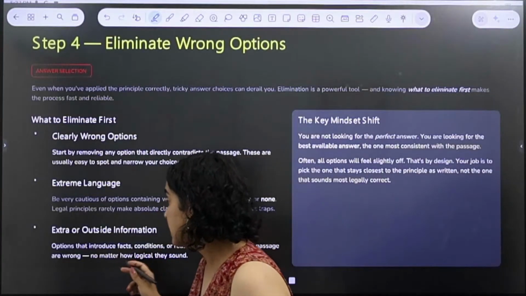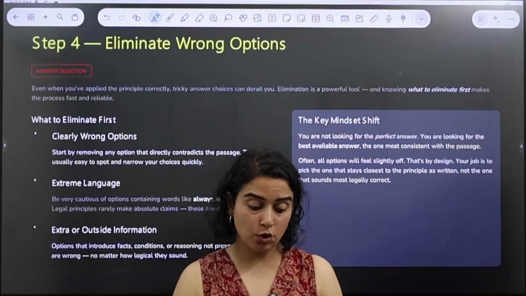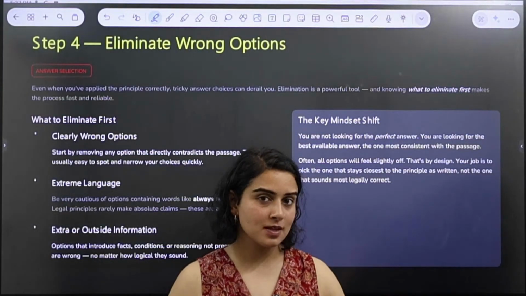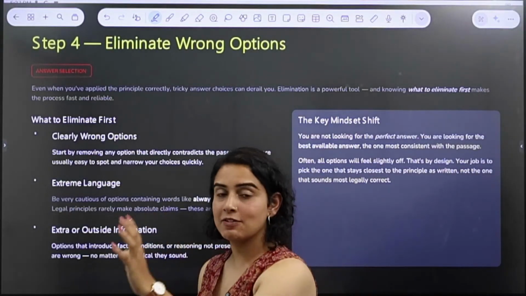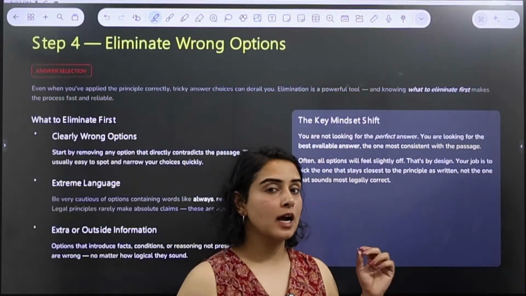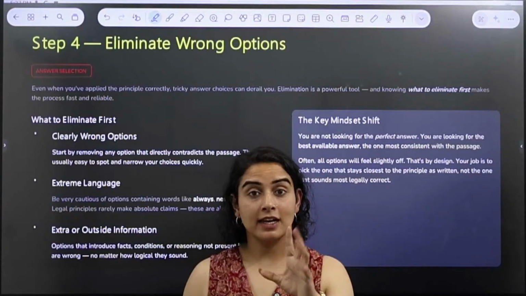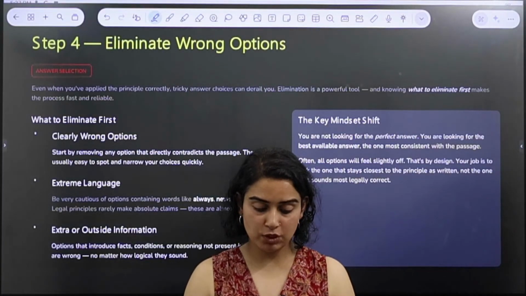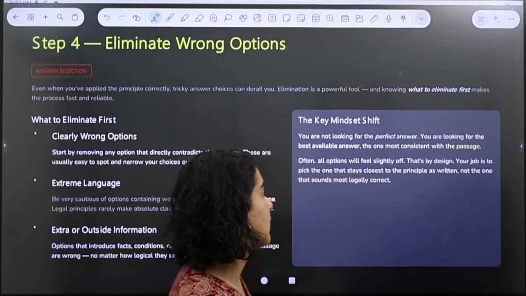Third is if there is any extra or outside information. Now, this happens a lot. A lot of options are usually out of those real life laws. Students who use their mind and stick to whatever is given in the passage will find it much easier to answer the question, and the accuracy will automatically be more.